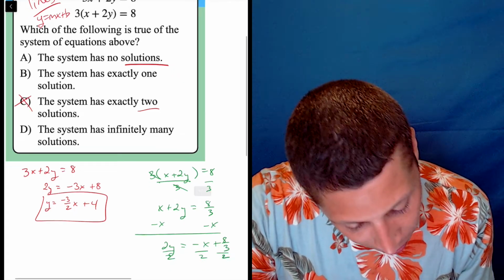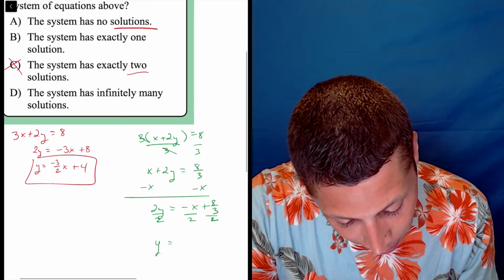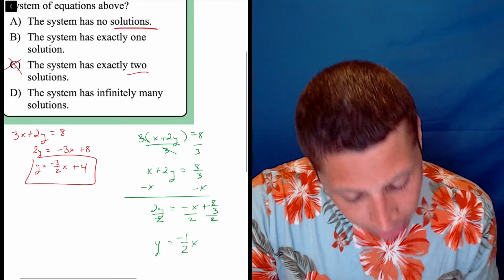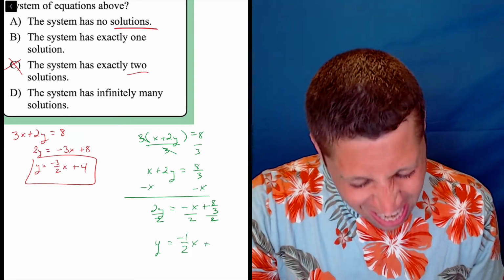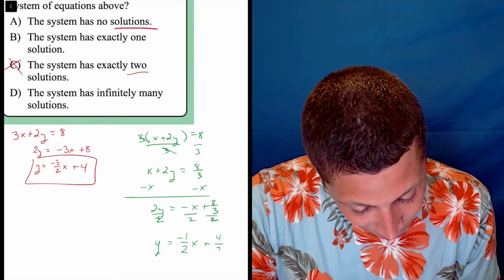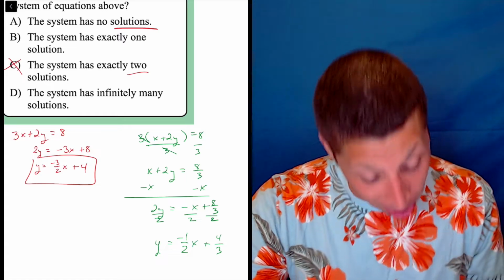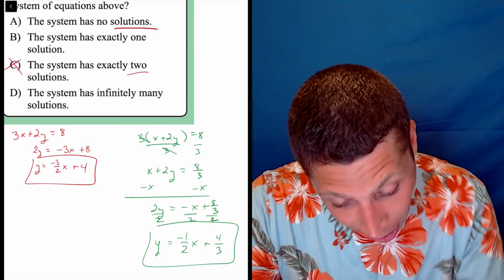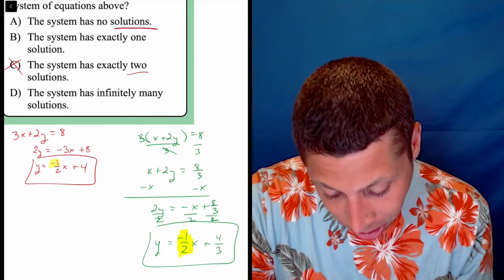Then I'm going to divide by 2, which is going to make a little bit of a mess with the fraction. I don't really care about it, though. I have negative 1/2 x, and then 8/3 divided by 2 is 8/6, which is 4/3. I don't really care about that math. I might be wrong, but I don't really care because all I care about is the slopes.